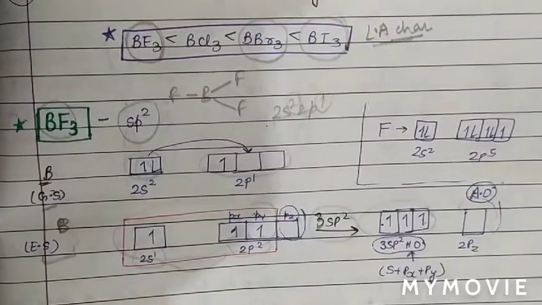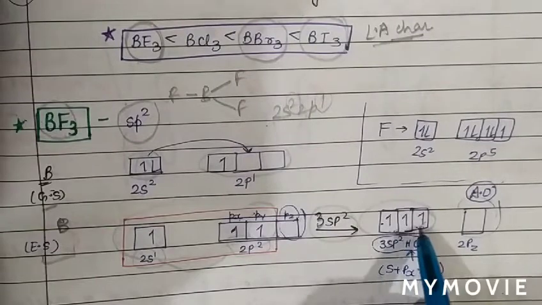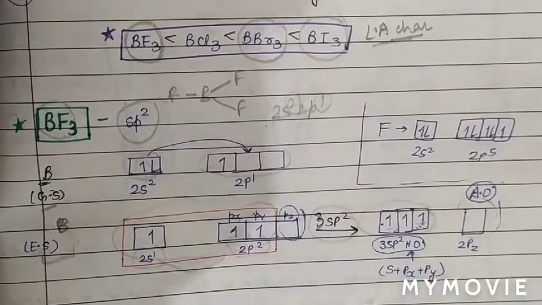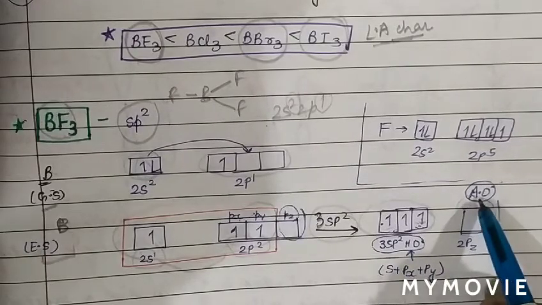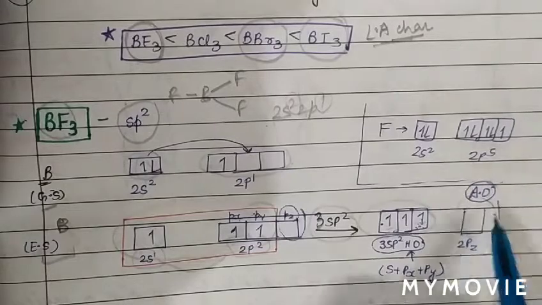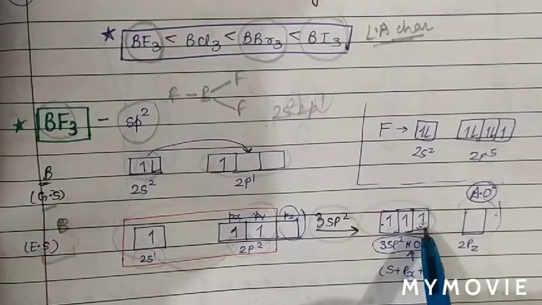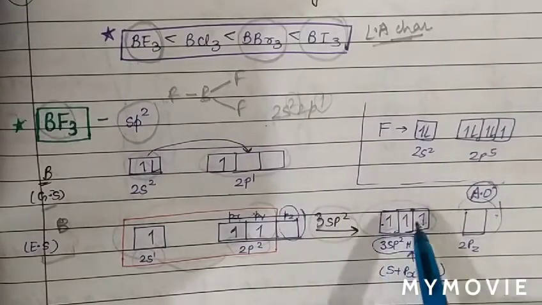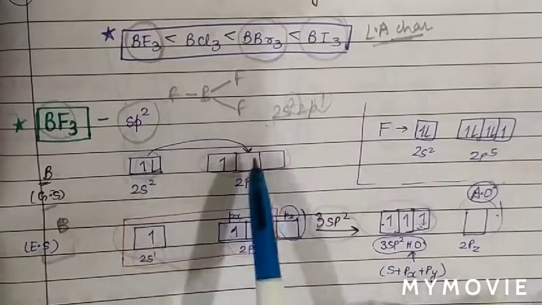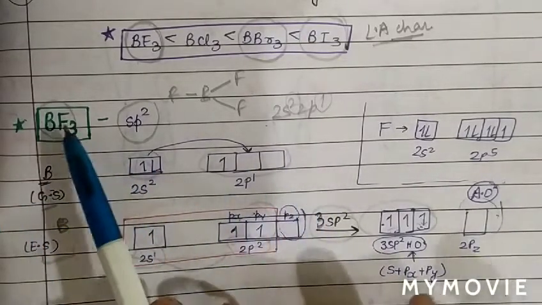We know the hybrid orbital can form only sigma bond. So the hybrid orbital can form only sigma bond, while the pi bond is formed by the atomic orbital only. So pure atomic orbital forms pi bond, while the sigma bond is formed by hybrid orbital, because hybrid orbital can form only sigma bond.